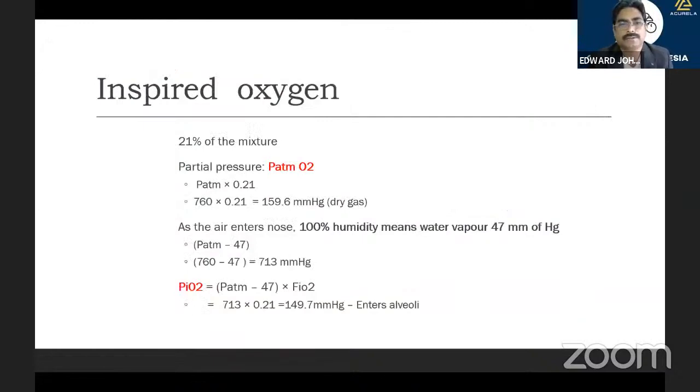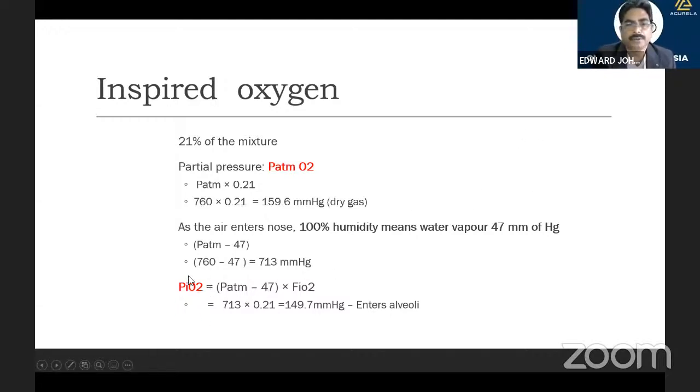Now, inspired oxygen. The atmospheric air, that is dry air, contains 21% oxygen. That means 760 mm of mercury is the atmospheric pressure, and 21% of it comes to around 160 mm of mercury. That is dry gas. When the dry gas enters the nose, it is saturated with water. 100% humidity means the water vapor pressure is 47 mm of mercury. So if you deduct 47 from 760, it comes to around 713 mm of mercury. This is the humidified air that enters the trachea.